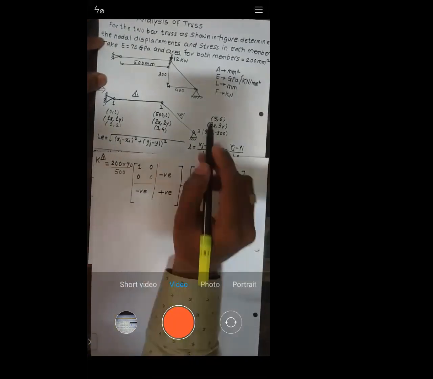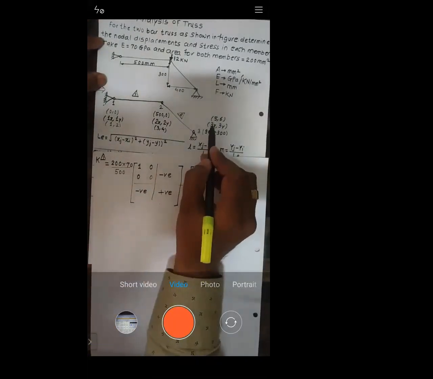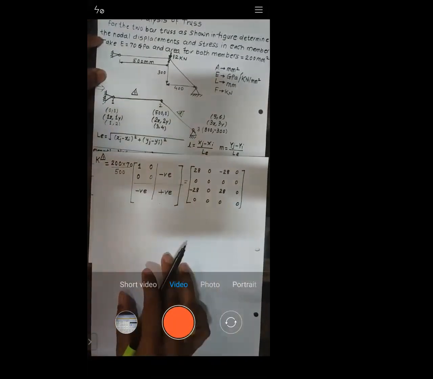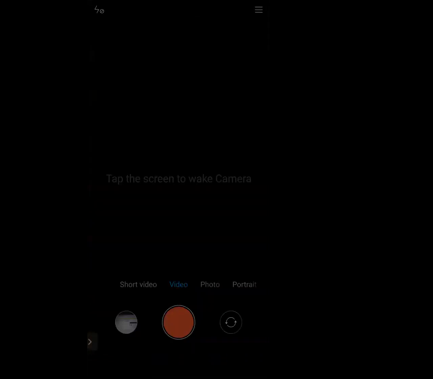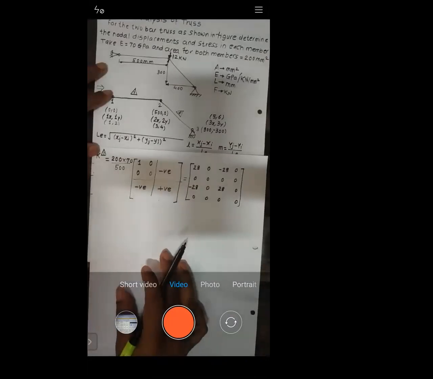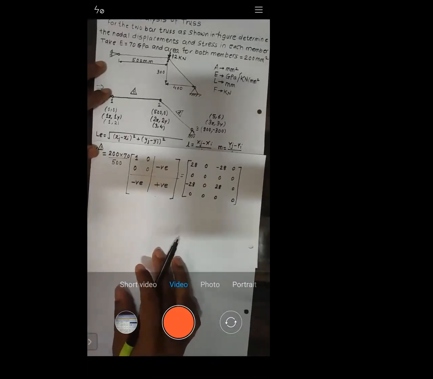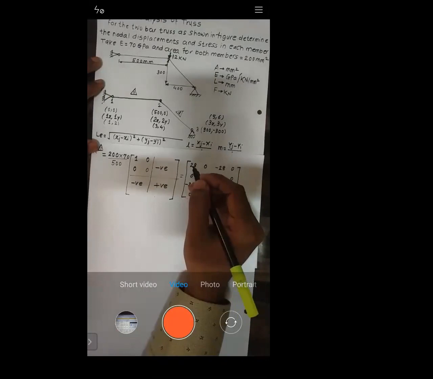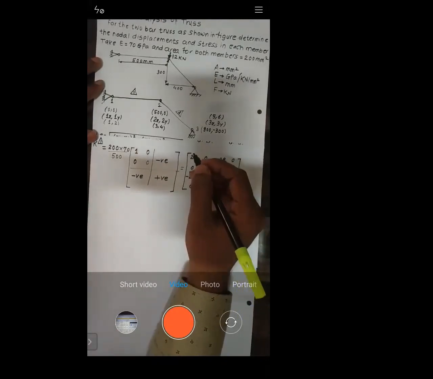Similarly, what is the meaning of 5? 3 can move in x. What is the meaning of 6? 3 can move in y. Is it okay with this one? Let me know. Yes, sir.